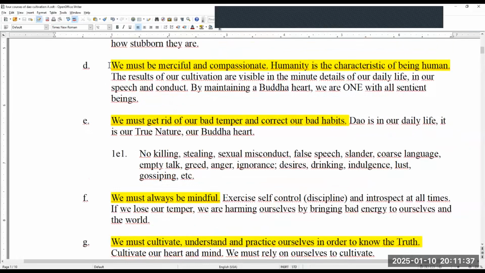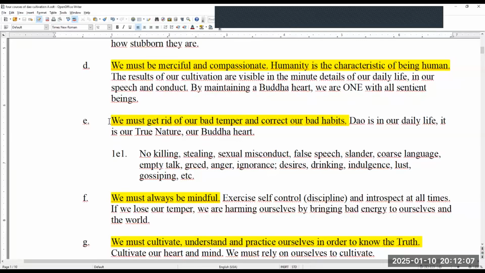Humanity is the characteristic of being human. Because after all, when we talk about being human, it is about being humane, right? Humane. So therefore, humanity is the characteristic of being human, and part of being human is the fact that we are compassionate and merciful to those that are around us. Because after all, we know that we are Buddhists, but everyone else is also what?